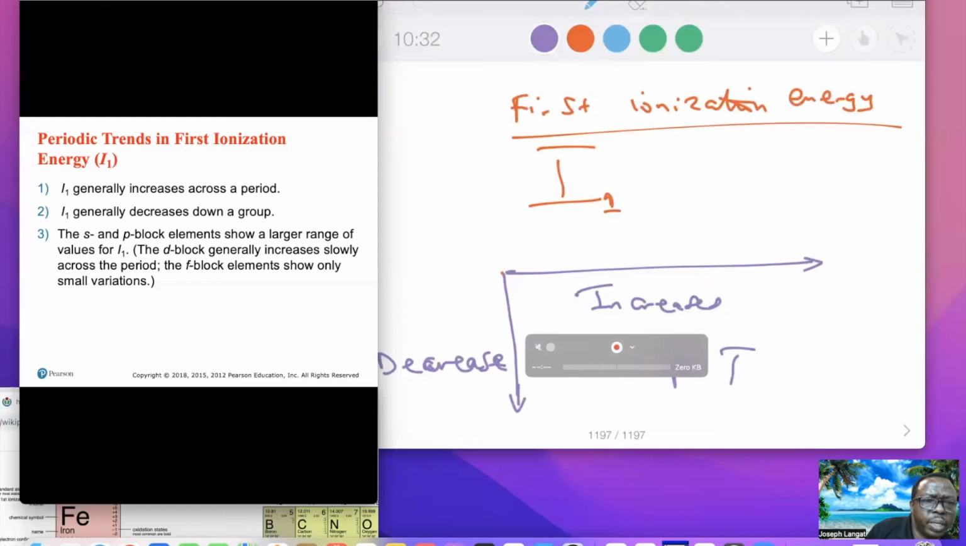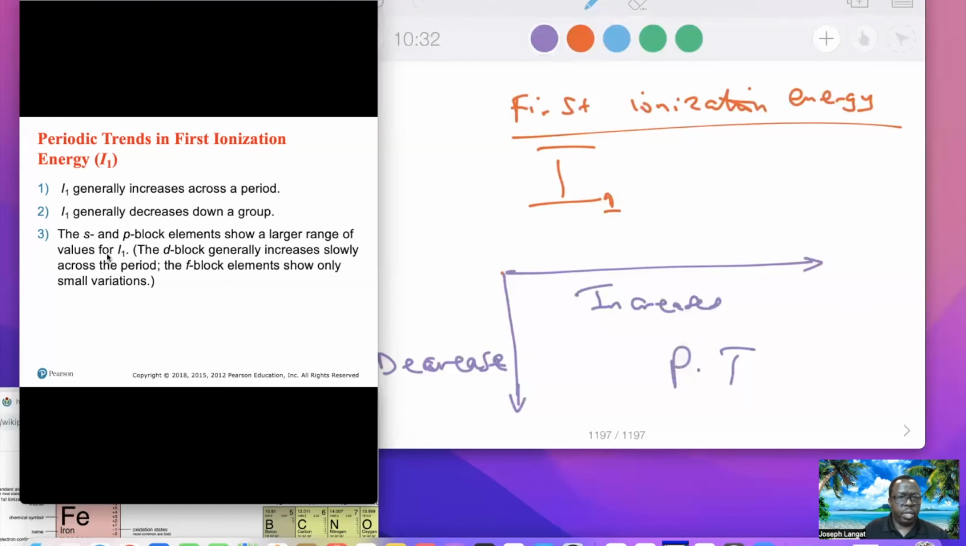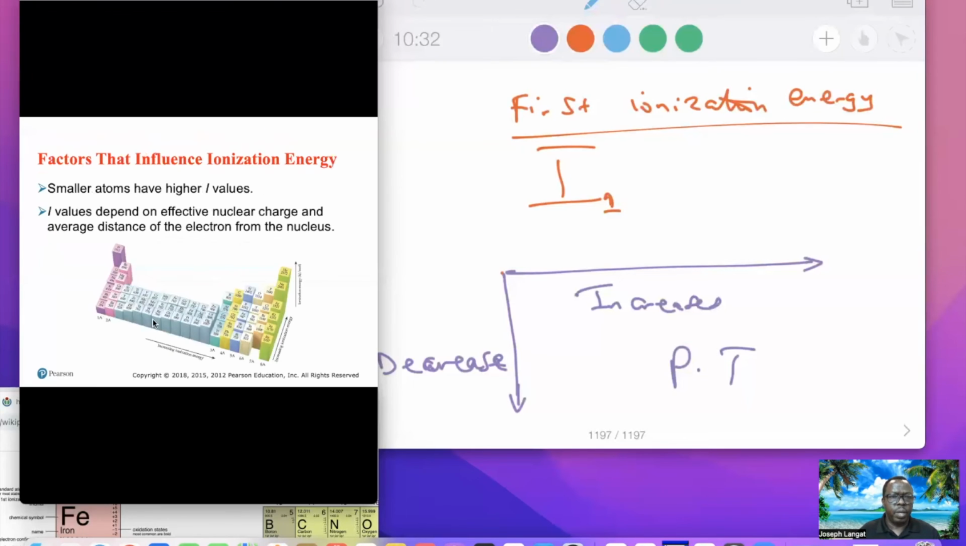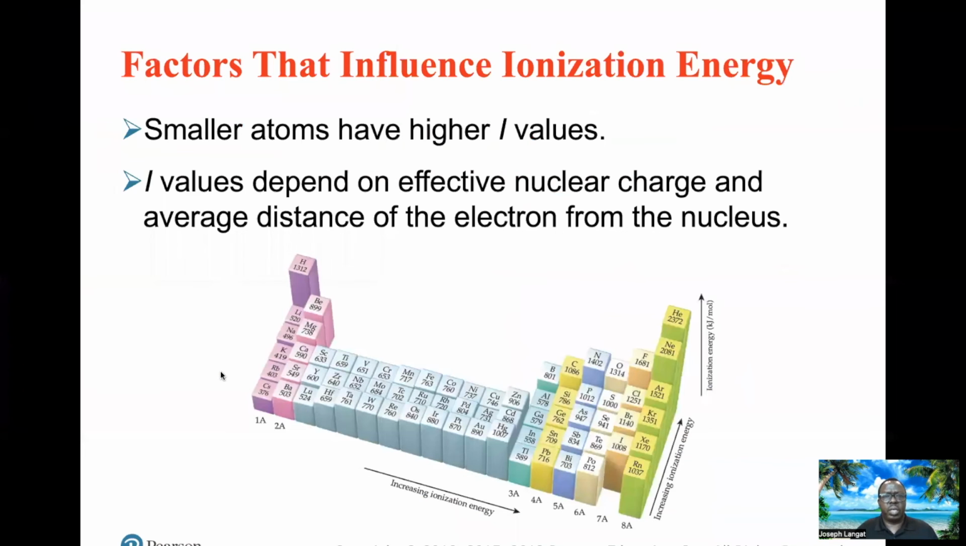Remember the blocks of elements: s- and p-block elements show a larger range of first ionization energy, whereas the d-block generally increases slowly across, and the f-block elements increase very slowly. Please just note those three bullet points. Factors affecting ionization energy. Why do we see that trend?